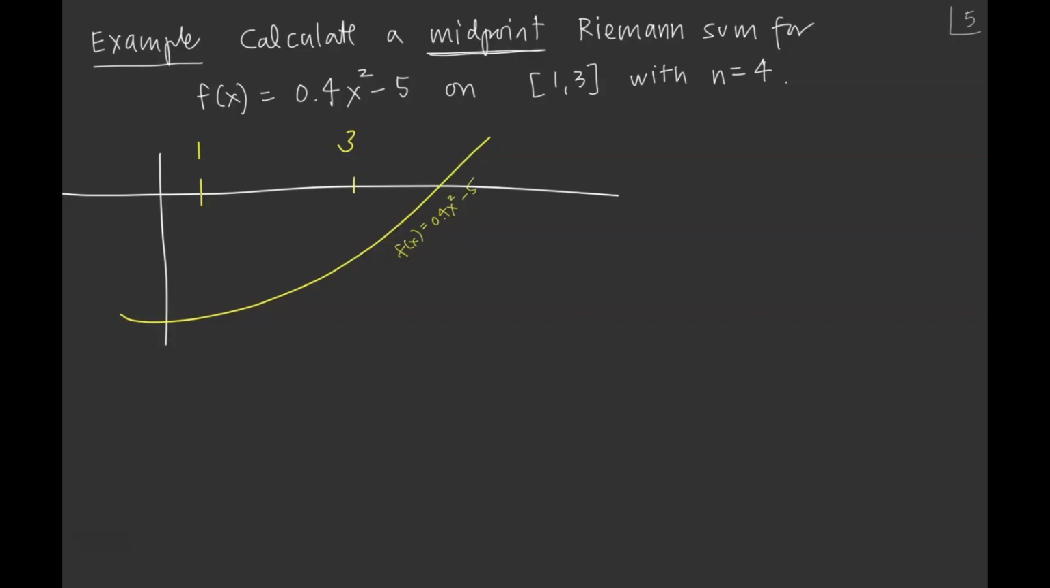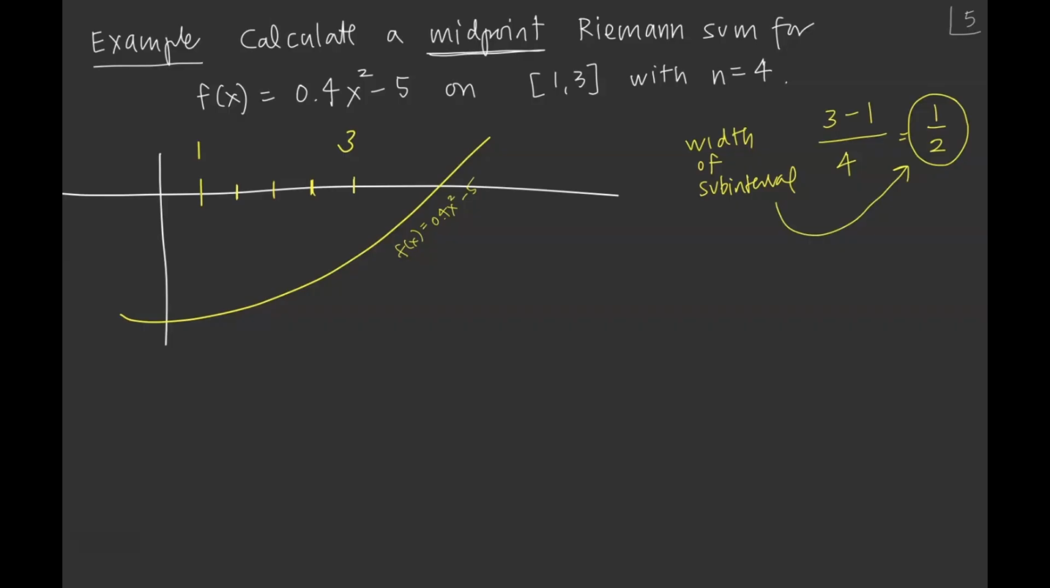So in this example, we start out knowing that we're going to have 4 subintervals. So our subintervals will look like this. And what is the width of each subinterval? It'll be the width of the total interval, that 3 minus 1 from 1 to 3, divided by the number of intervals, and so that's 2/4 or 1/2. This will be the width of each of our subintervals.